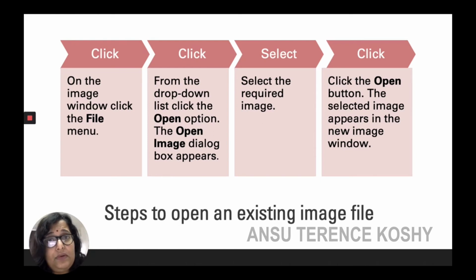From the drop down list, you need to click the Open option this time. If you're creating a new document, you have to click the New option. Now, if you want to open an existing one, you need to click the Open option. The Open Image dialog box appears. Then from there, you can select the required image that you need and click the Open button. Once you select the image you need, you can click the Open button. The image that you have selected will come to the new image window.